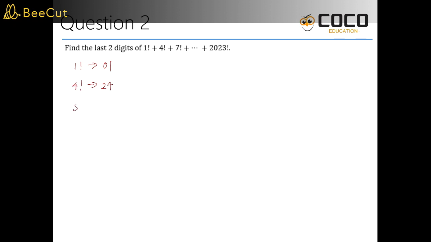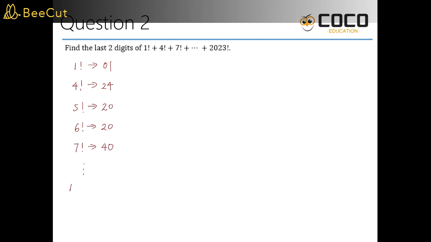Then we know that 5 factorial is 120, so the last two digits is 20. 6 factorial, so 20 times 6, 120 is also ending with 20. Right, 7 factorial, so 20 times 7 is 140, this ending with 40.